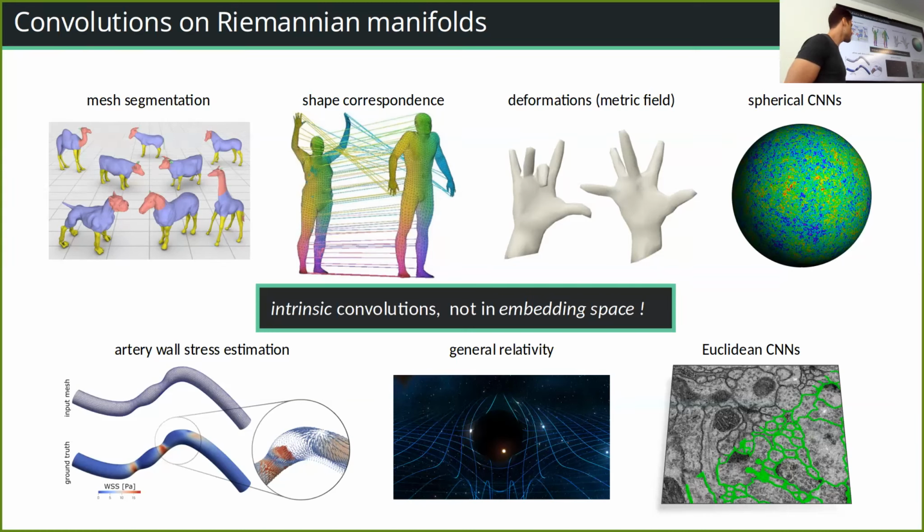And what is important to understand is that we are defining our convolutions in the intrinsic geometry of the manifold and not in some kind of embedding space. So for instance, if we have the spherical CNN, you could embed it in R3 and then convolve in R3, but we are really convolving in the spherical surface. So everything that we are doing is intrinsic.